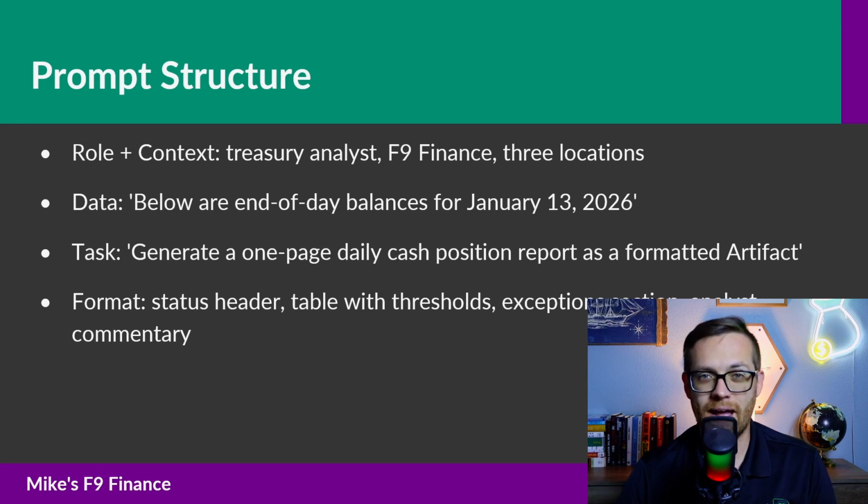1 page, formatted, ready to send. Format requirements make it specific. A status header at the top with the date, total cash across all locations, and the number of exceptions flagged. A table with columns for location, account name, current balance, minimum threshold, and status. And then an exception section that lists anything below or near the threshold. Finally, a 1-paragraph commentary in analyst language. No hedging, no fluff, just what the numbers tell you.